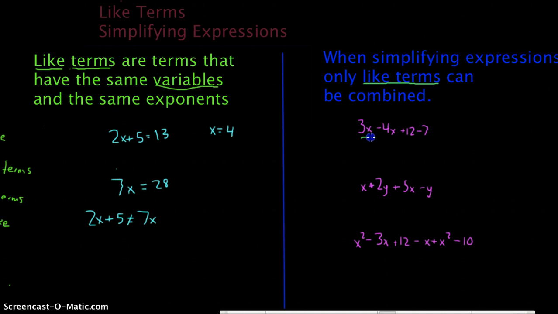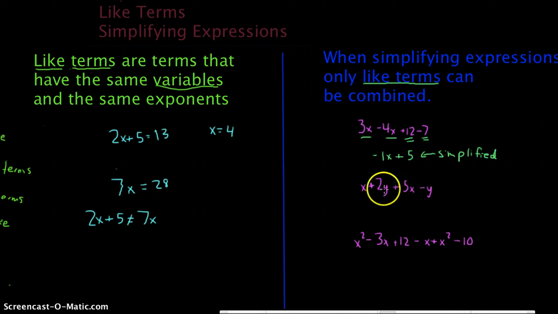So I can combine these, right? These are like terms. So 3x minus 4x gives me negative 1x, okay? And then these terms are also like terms. So I can put together my positive 12 and my negative 7. Positive 12 and negative 7 makes a positive 5. Now I can't take the negative 1x and the 5 and put them together because they're just not like terms. So this is simplified. There's nothing else I can do with that expression.